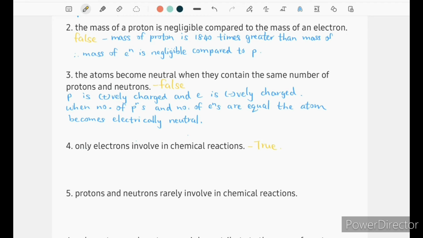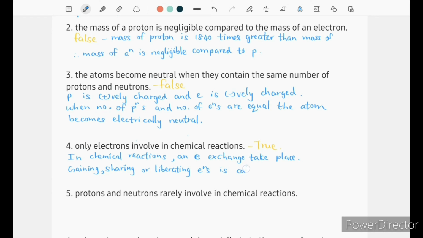Fourth one, only electrons are involved in chemical reactions. This statement is true. In chemical reactions, an electron exchange takes place. Gaining, sharing, and liberating electrons is called a chemical reaction.